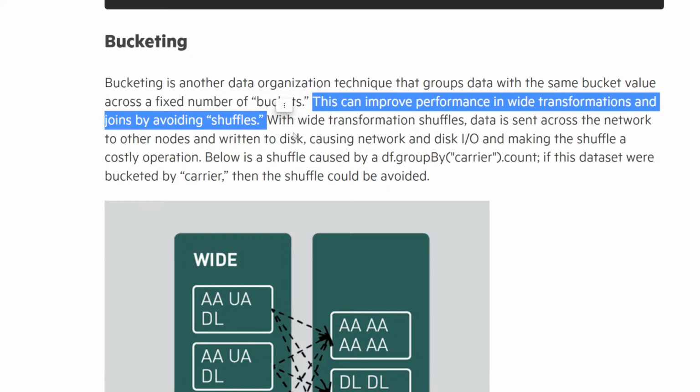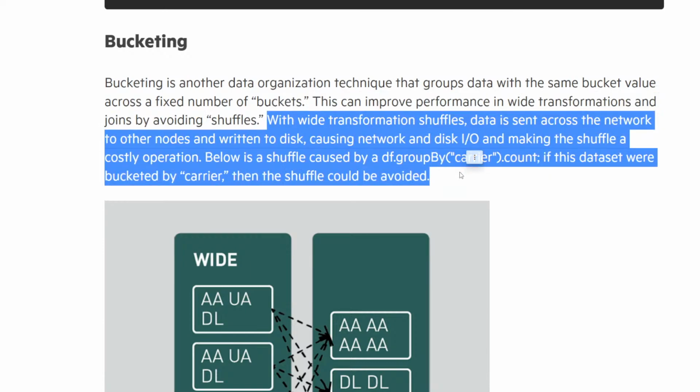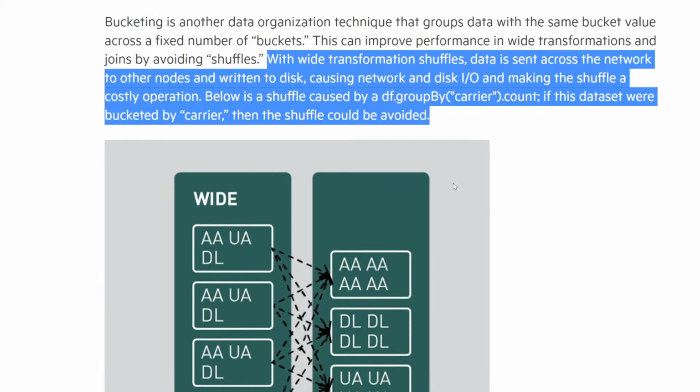This is another way to actually improve performance. You can also avoid shuffles. With wide transformation shuffles, data is sent across the network to other nodes. So when you do a shuffle, data is actually sent from one node to another node. So you have a network data move, and then in the new node, it's actually written to the disk. So you're causing network and disk IO, and a shuffle is a very costly operation. It should be avoided as much as possible.